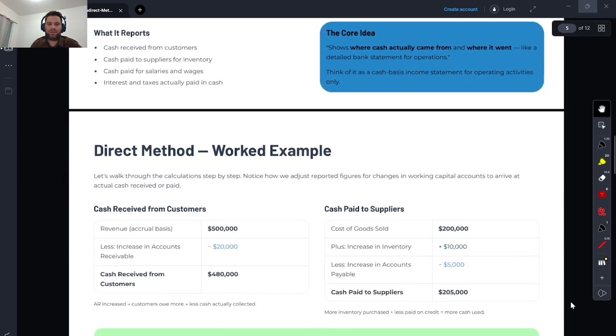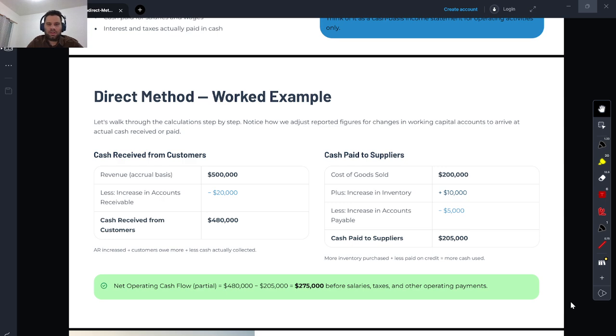So let's look at an example of the direct method. Suppose revenue in the income statement is $500,000. However, accounts receivable increased by $20,000 during the year. This means that customers owe more money than before, so the company has not yet collected all of the revenue in cash. So we calculate cash received from customers, which will equal $500,000 minus $20,000, which equals $480,000. This is because accounts receivable has increased, and we have not yet collected all of the revenue in cash. So part of the sales that we did, we have not yet collected the money.